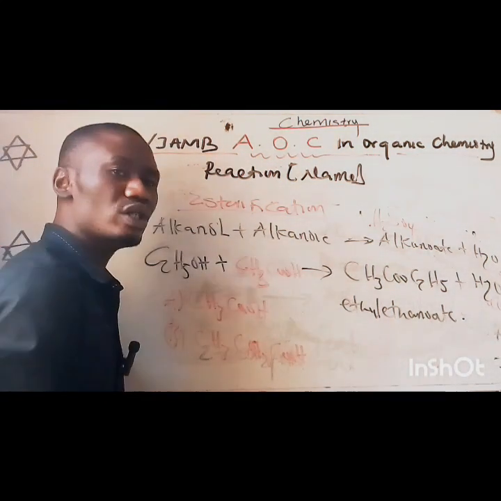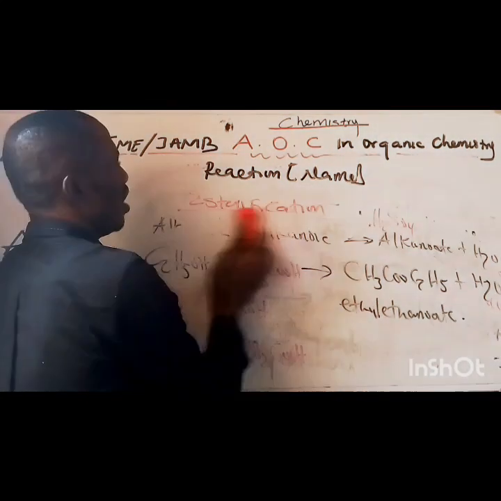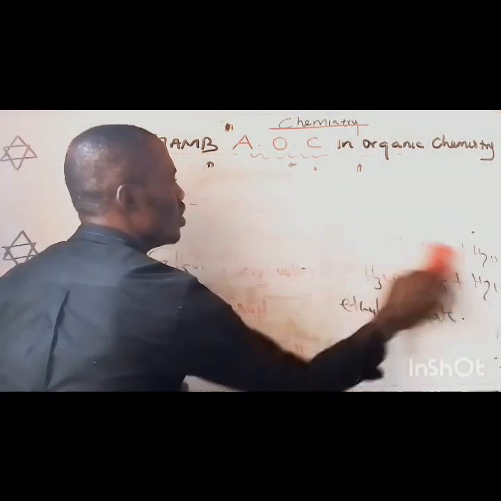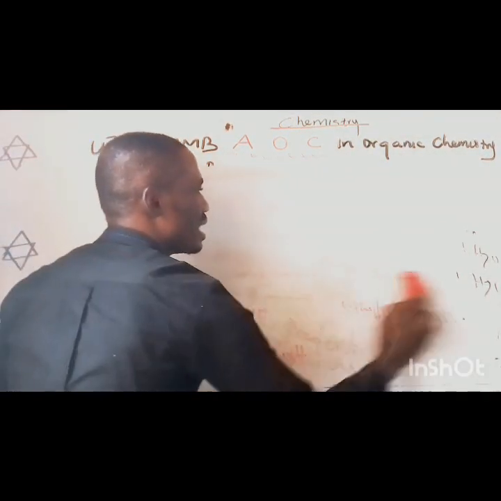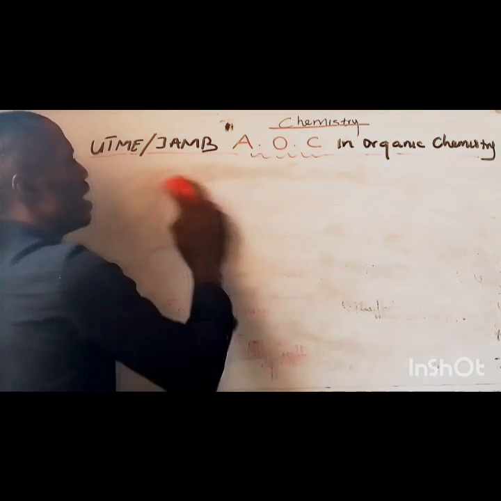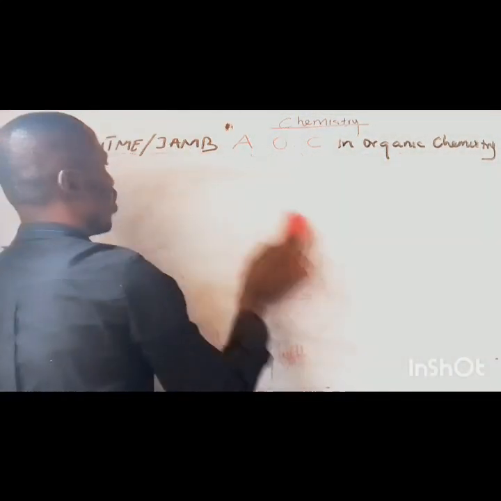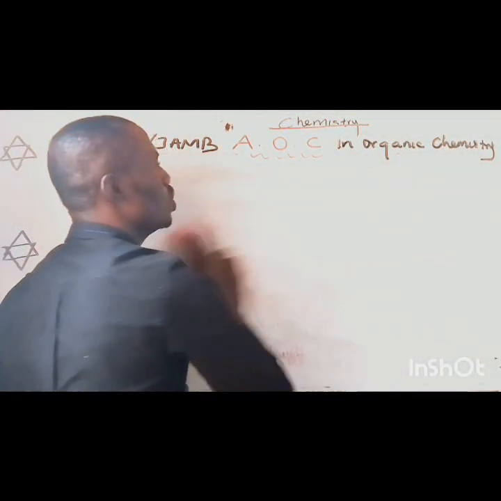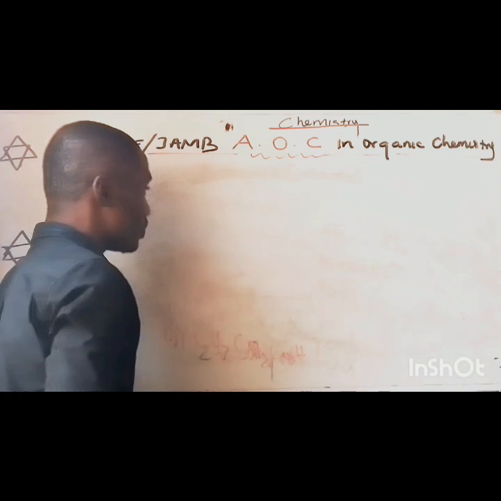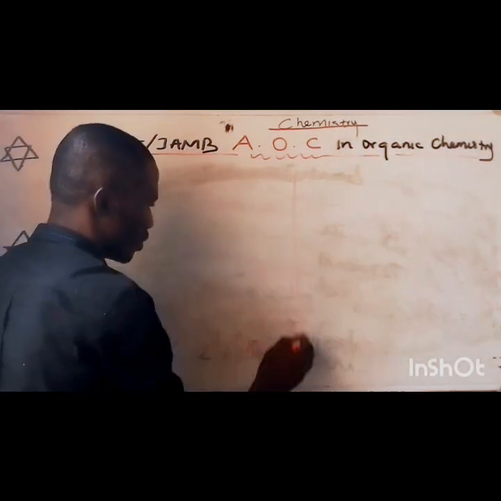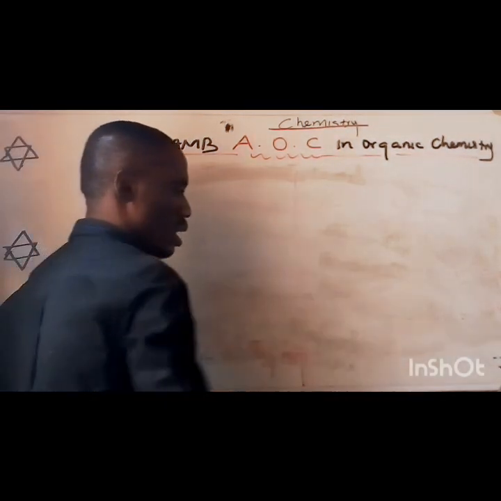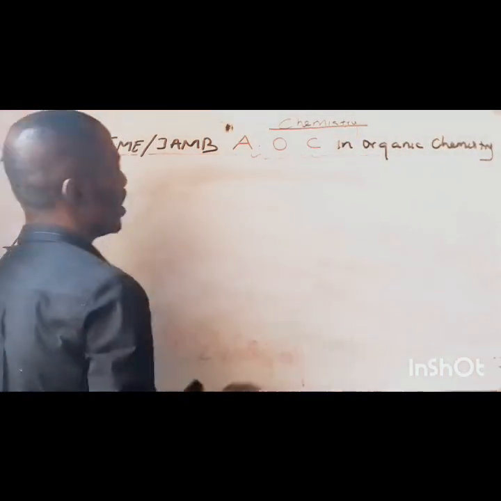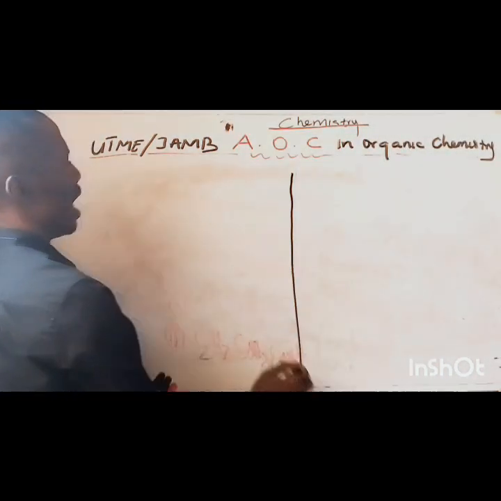Now, let's go to the last one. The last one is calculations in organic chemistry. Now, the calculations that you'll be expected to look at are the empirical formula and the molecular formula, and I will do a quick example for you. Let me divide the board. I have to do a very, very quick example.